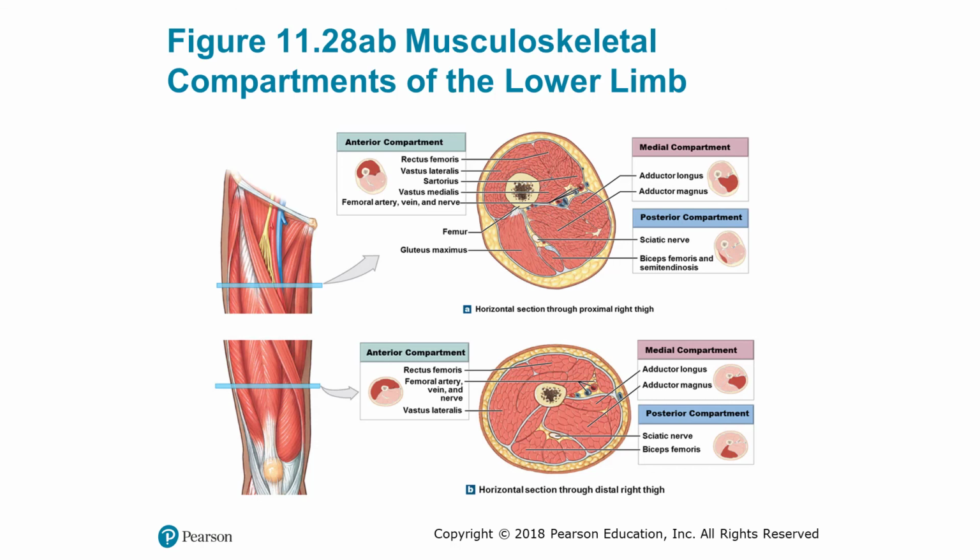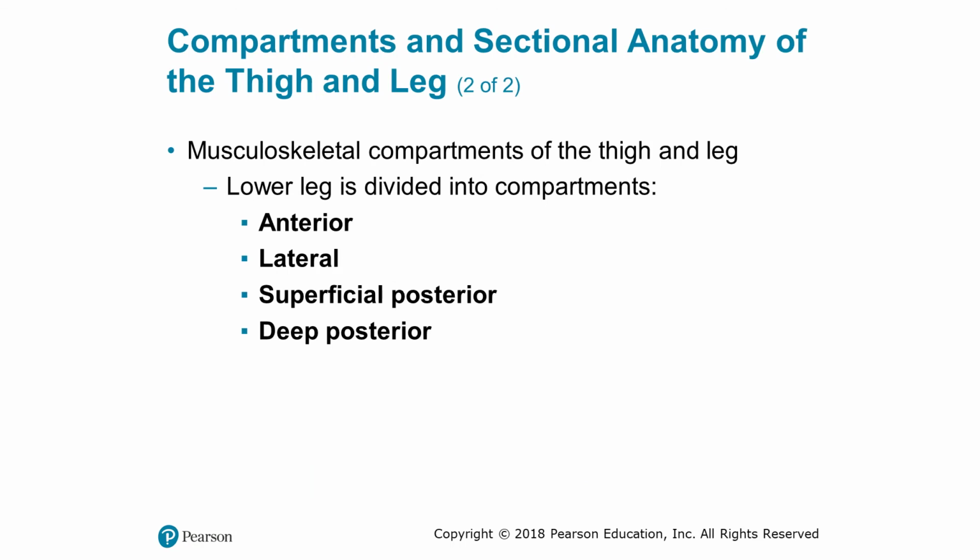The posterior compartment contains the sciatic nerve and the biceps femoris and semitendinosus. The posterior compartment borders the gluteus maximus. The medial compartment contains the adductor longus and adductor magnus. The posterior compartment contains the sciatic nerve and the biceps femoris. The lower leg is divided into 4 compartments: the anterior, the lateral, the superficial posterior, and the deep posterior.